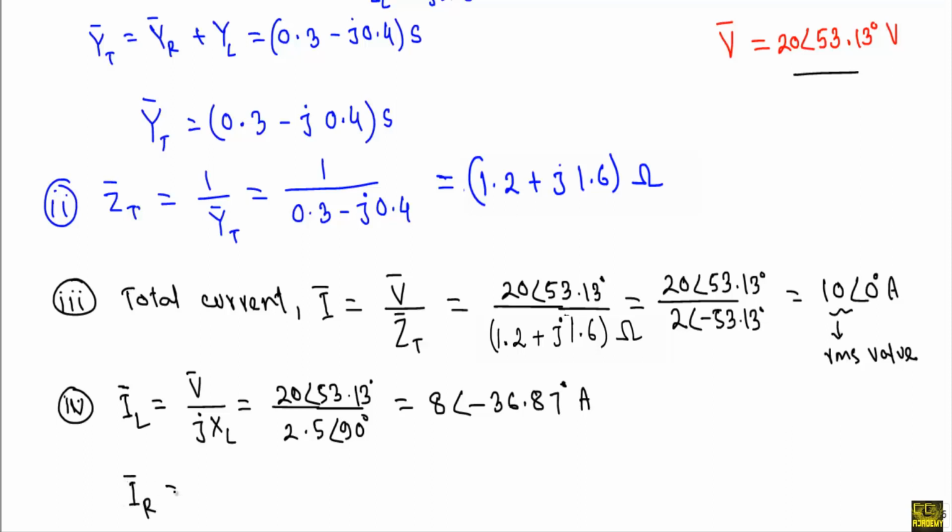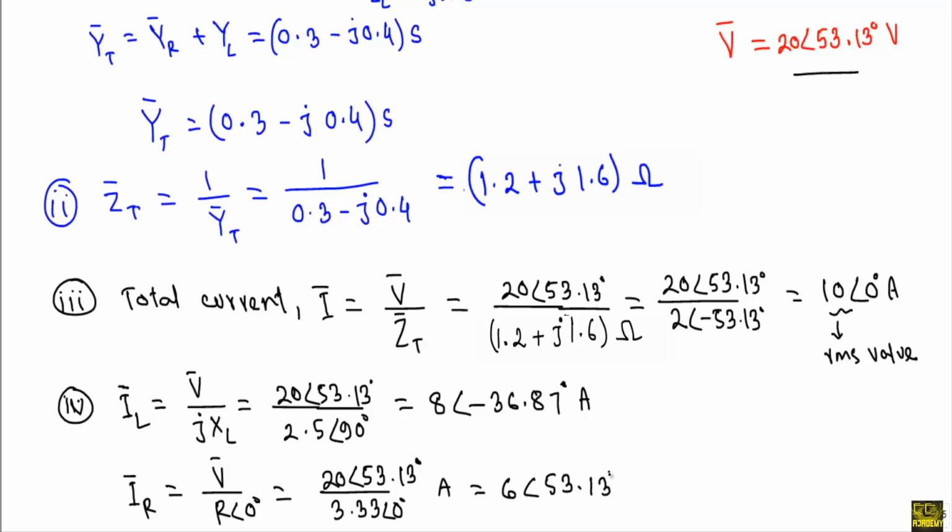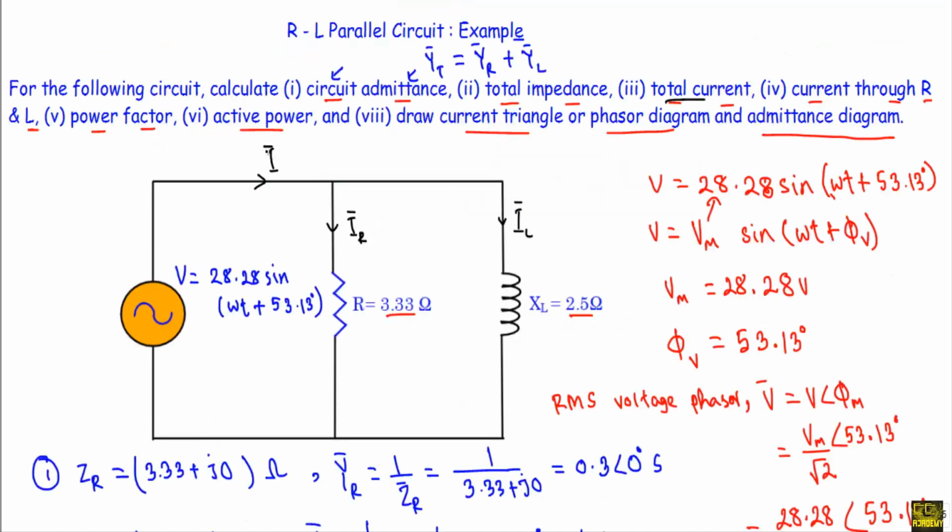And the current through the resistance is IR. The voltage across the resistance is V and the impedance of that branch is R with phase angle 0 degree. So here R is 3.33 and the voltage is 20 with phase angle 53.13 degree. So IR will be equal to 6 with phase angle 53.13 degree ampere. After that we have to calculate the power factor and the active power.